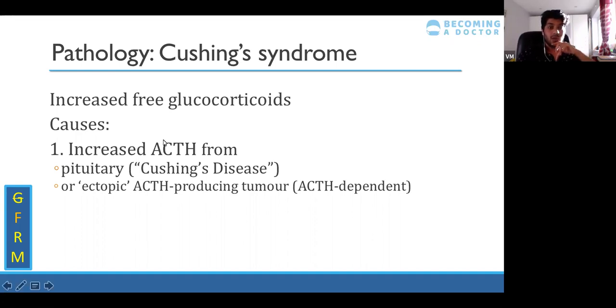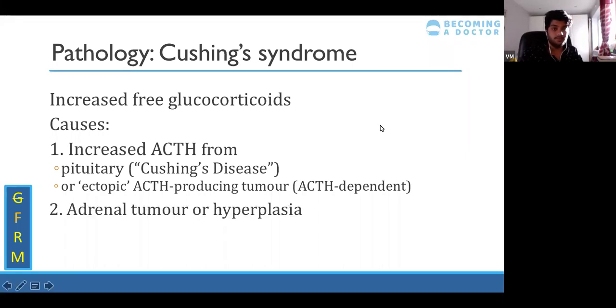So you can have increased ACTH from the pituitary gland. You might have a pituitary tumor causing far too much excessive ACTH production. Or there's what's known as ACTH dependent Cushing syndrome, which is ectopic ACTH producing tumors. So you can get some tumors, I don't exactly know which ones, that can release hormones, and it can mimic Cushing's syndrome.